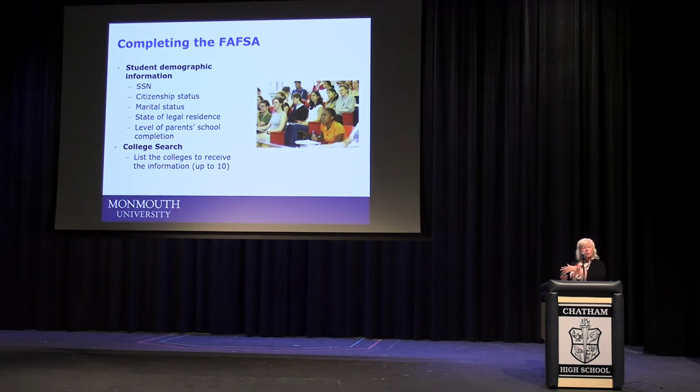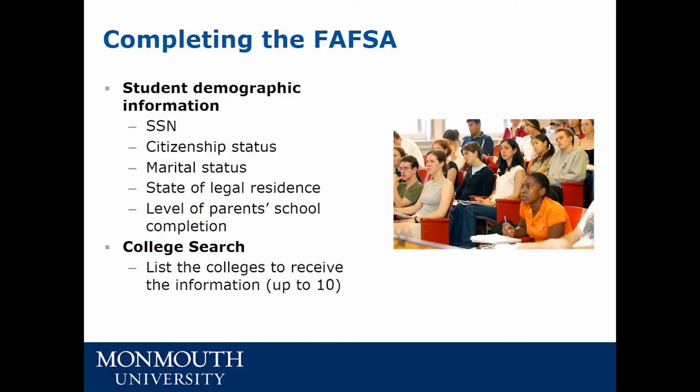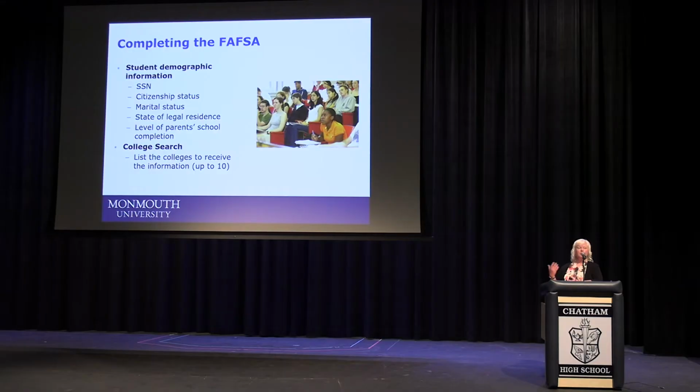I'm going to go over in general the types of information that you'll need to complete the FAFSA so that you'll be prepared in a few days when the application opens. So as I said, student demographic information: we're looking at their citizenship status, their marital status, state of legal residence, and the level of schooling completed by parents. Then they'll move into their college search section. This is where you list the colleges that you want to receive this FAFSA. Every college is going to ask for the FAFSA, and they're going to need it in order to put the student's financial aid package together.